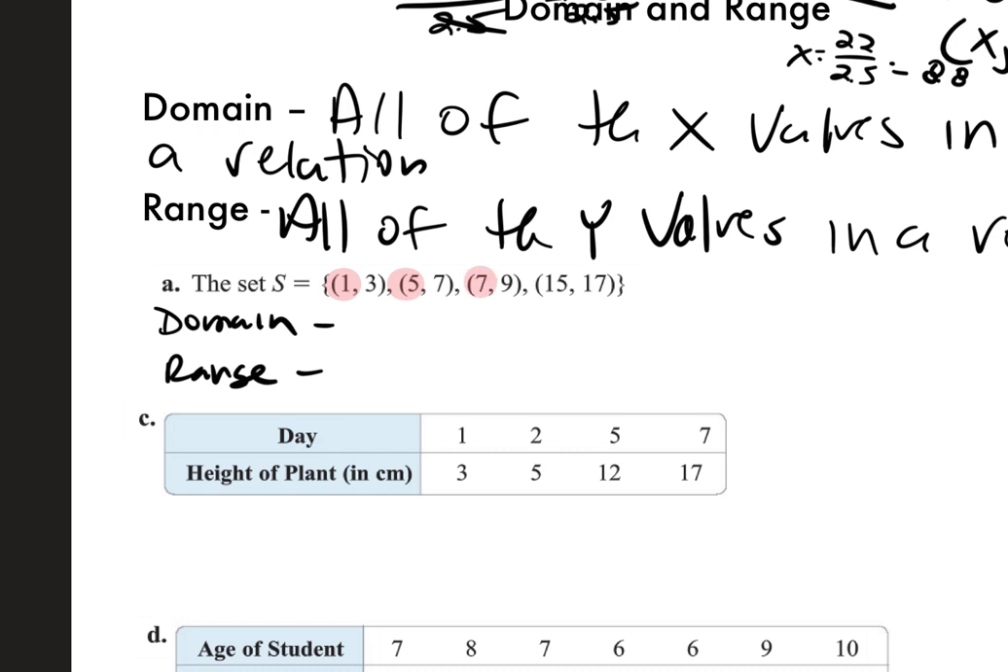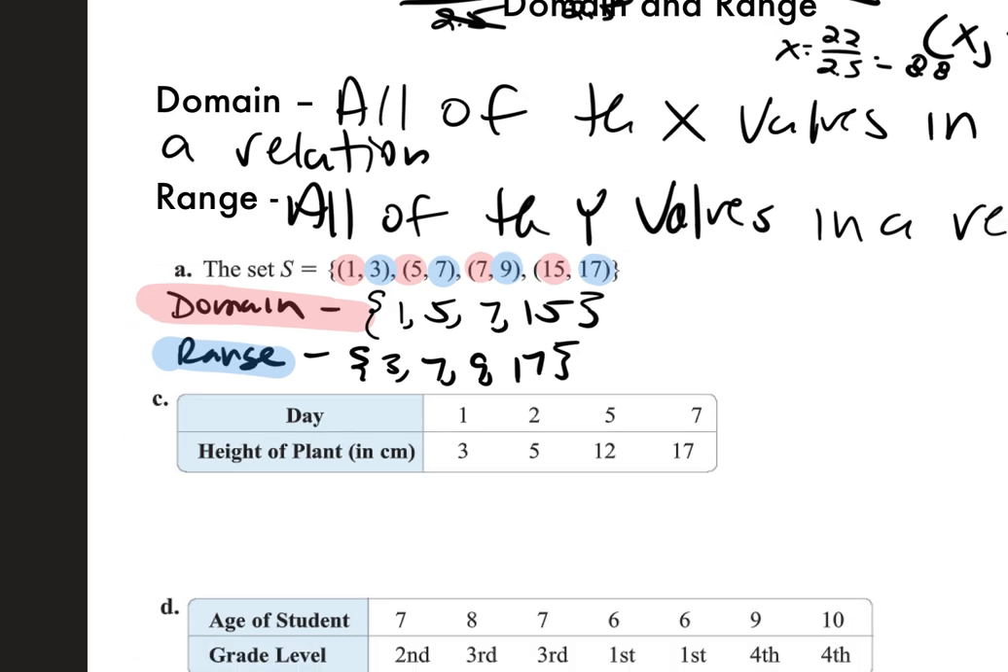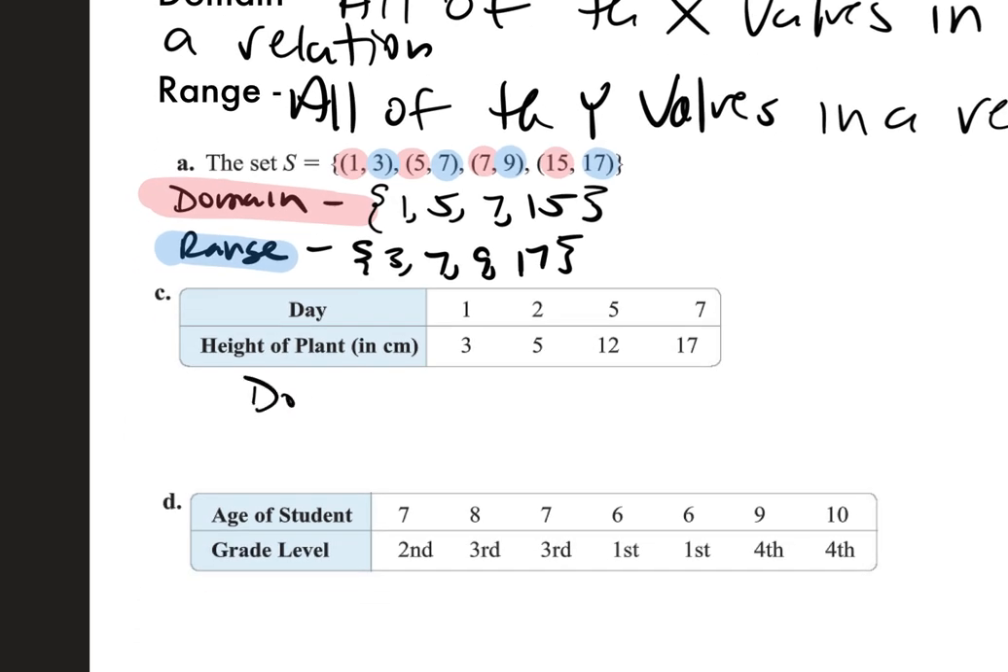So it's 1, 5, 7, 15. I'm going to highlight this blue. My range is all of the y values, 3, 7, 9, and 17. And what I do is I write them all out. I'm going to use set notation: 1, 5, 7, 15. The elements in the range are 3, 7, 9, and 17. You just list them out. For C, my domain would be 1, 2, 5, 7.